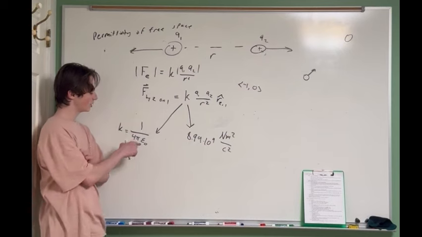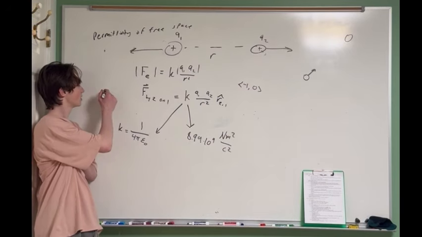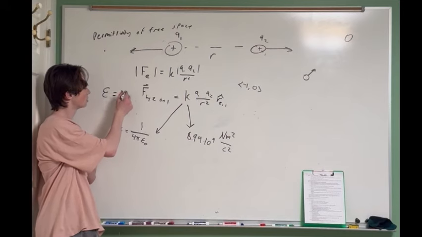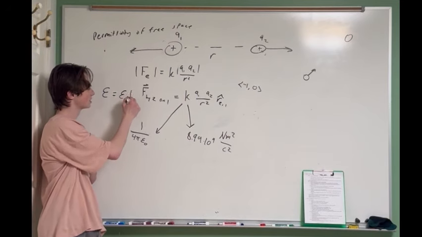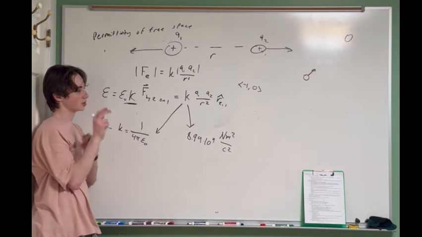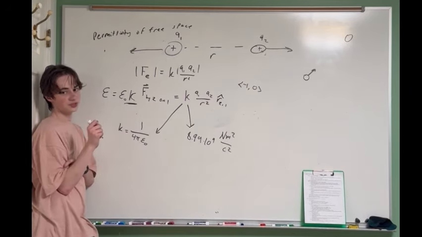Okay, but the formula you need to know for permittivity of free space is the specific permittivity of something is equal to the permittivity of free space times the dielectric constant. The dielectric constant is the relative permittivity of a material.